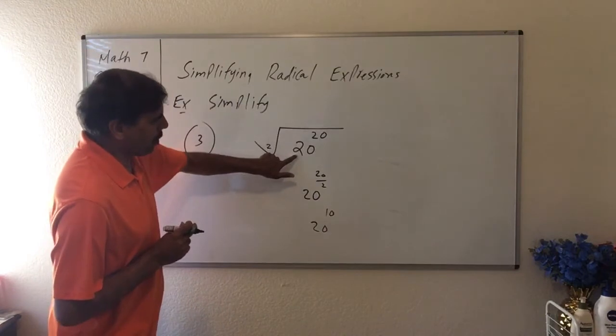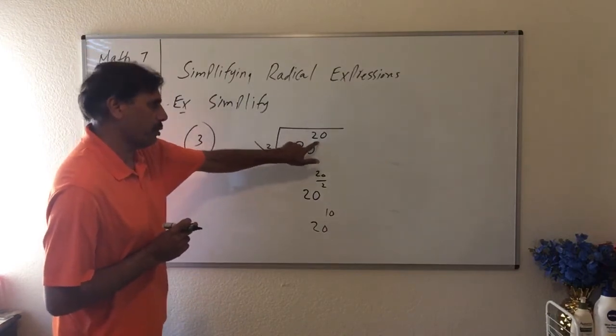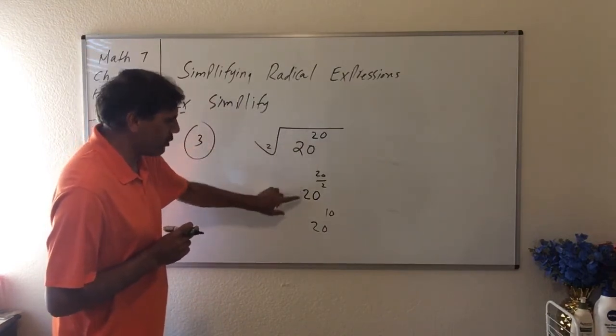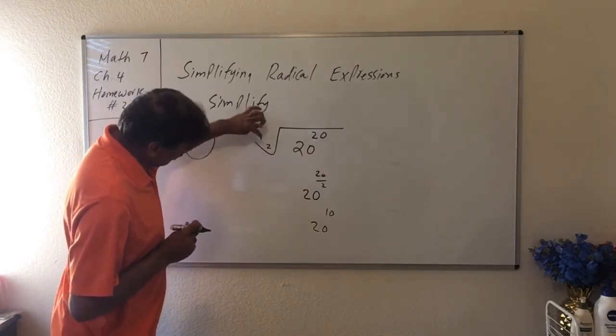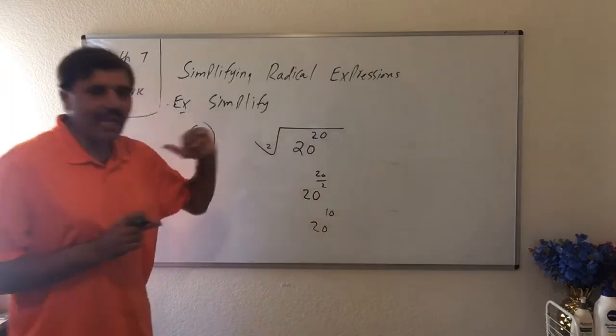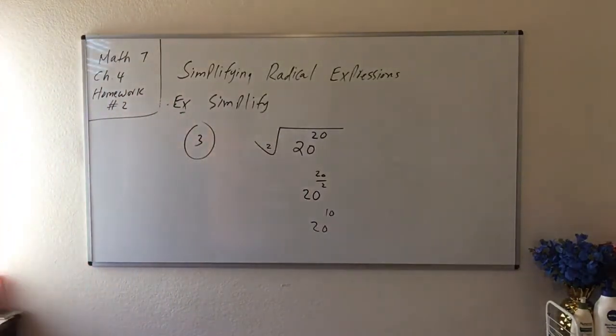Look, the base could be a variable, it could be a number. So keep the base as is, and then divide the exponent by the index. Remember, the index could be anything, but the missing index is always 2. Let me show you a couple more.